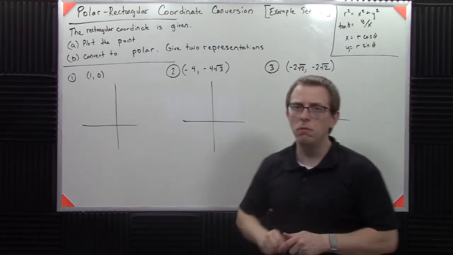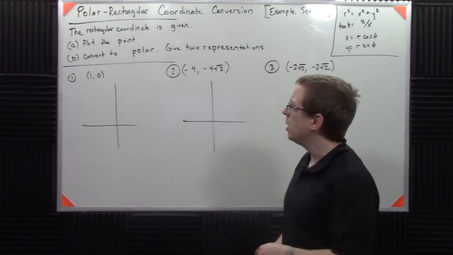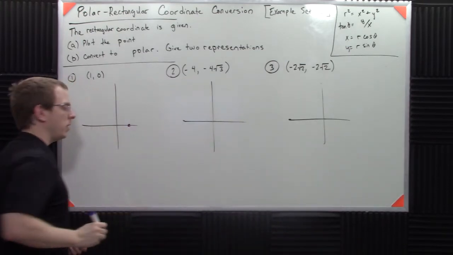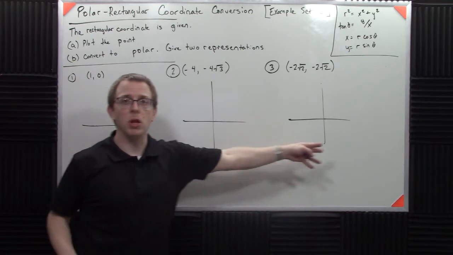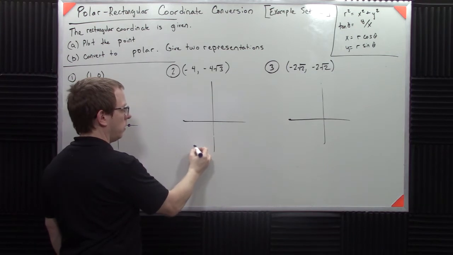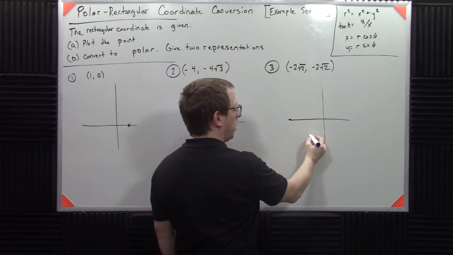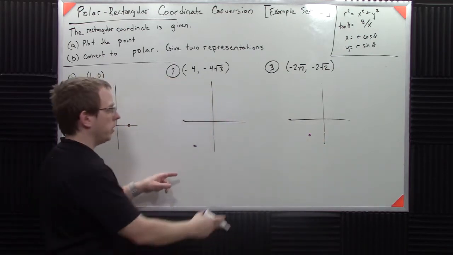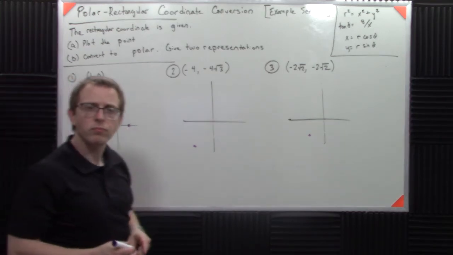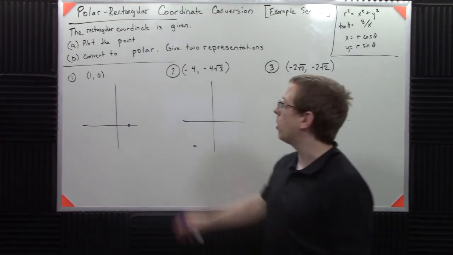Obviously, plotting points, you should be familiar with that by now. You've been through algebra and all this stuff. So the first one is (1, 0). My x coordinate is 1, my y coordinate is 0. Simple enough, I've plotted that. In fact, I'm just going to go ahead and plot all these. And this one is (-4, -4√3). And (-2√2, -2√2). So actually in the third quadrant in both of these, we're not in any quadrant here. So I've got these points plotted, so part A is done on all these.